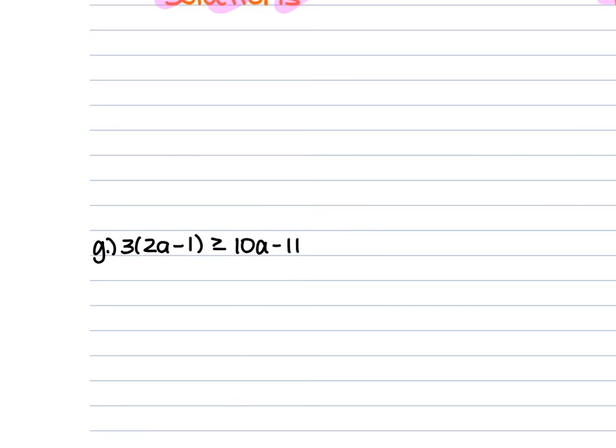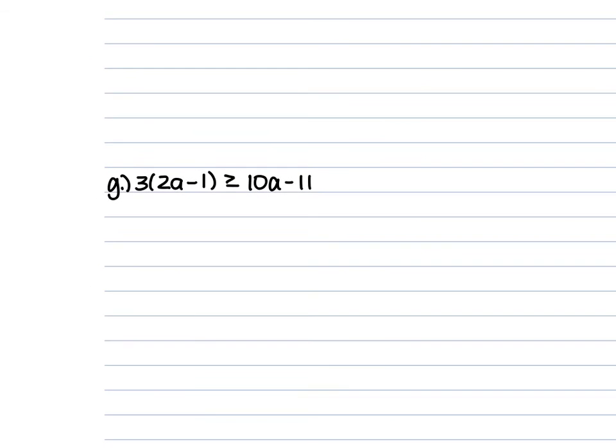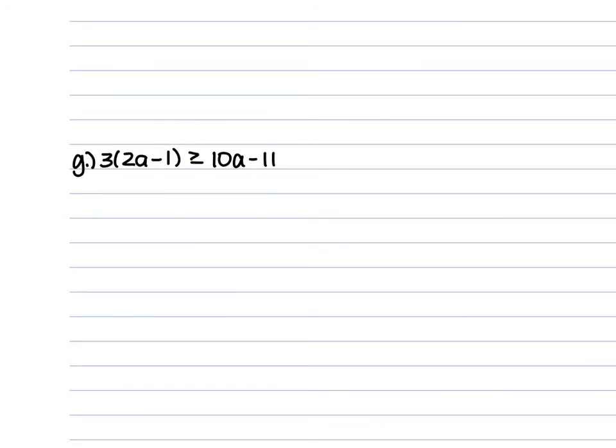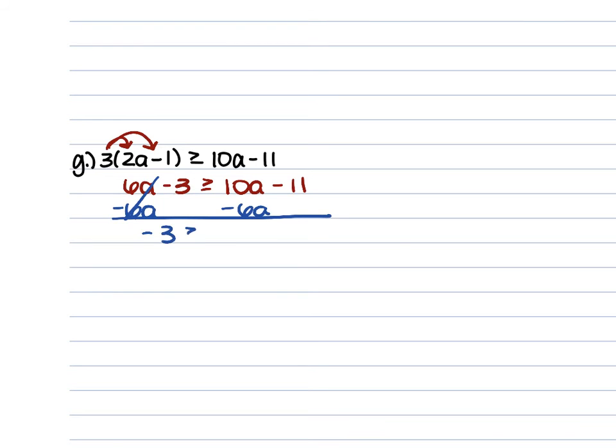For G, we have 3 times 2a minus 1 is greater than or equal to 10a minus 11. So again, distribute the 3. We have 6a minus 3 is greater than or equal to 10a minus 11. We're going to move the 6a over by subtracting it from each side. I'm just doing this so that my coefficient on the variable stays positive. So this is going to give me negative 3 is greater than or equal to 4a minus 11.